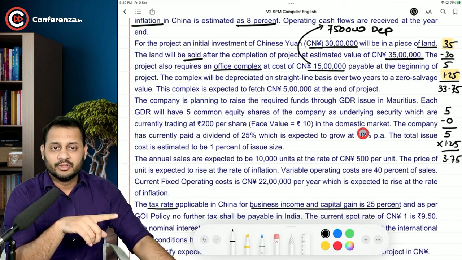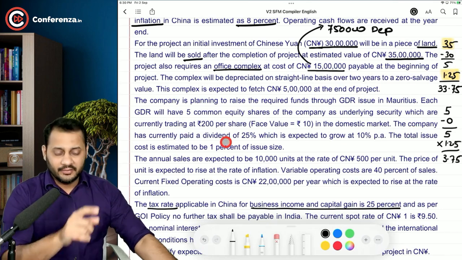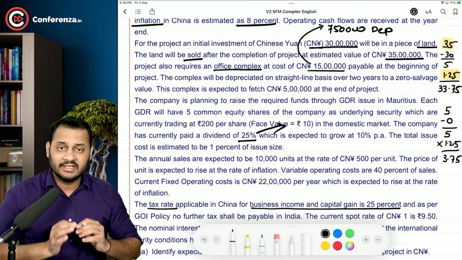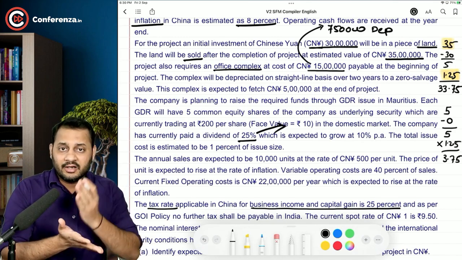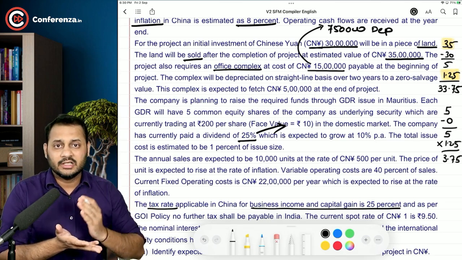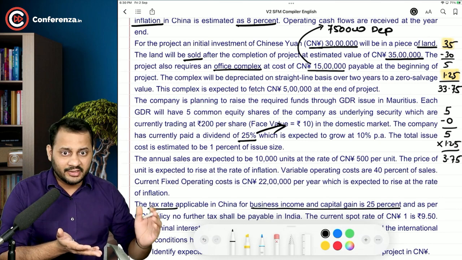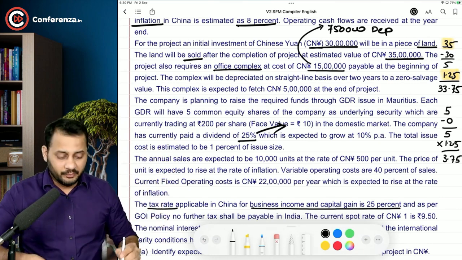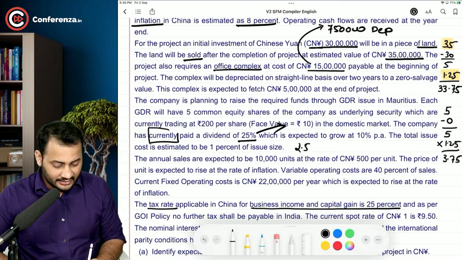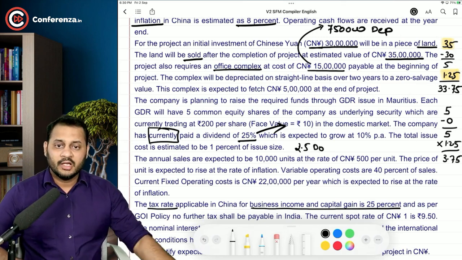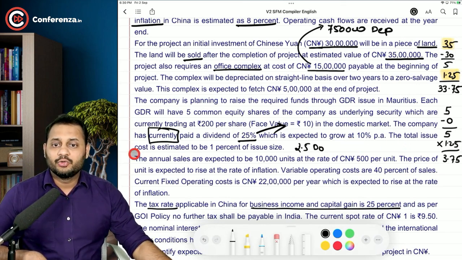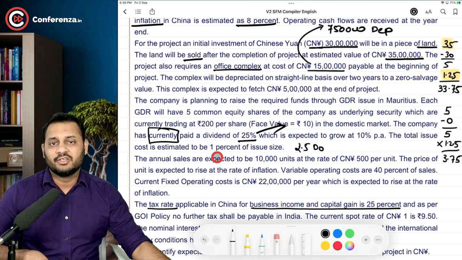In the domestic market, the company has currently paid a dividend of 25%. When nothing is given, it is assumed that the dividend is in the form of rate. Rate is applied on face value, yield is applied on market price, payout ratio is applied on earnings. So this is a rate. 25% on 10 becomes 2.5 rupees of the dividend that is currently paid. This is D0. And which is expected to grow at 10% per annum. The total issue cost is estimated to be 1% of the issue size.